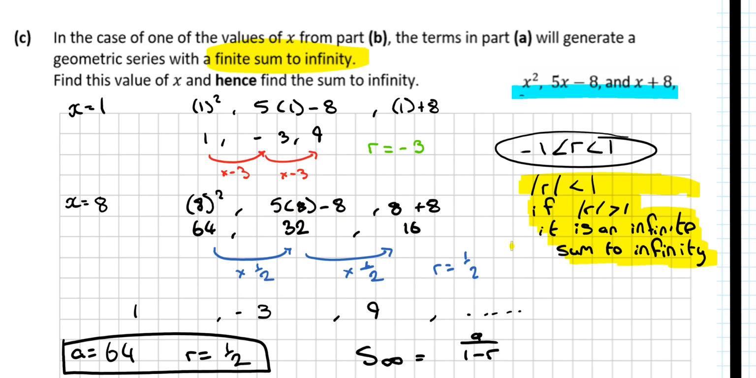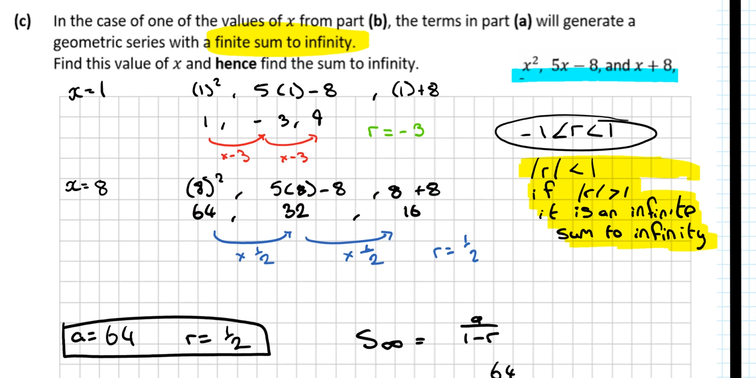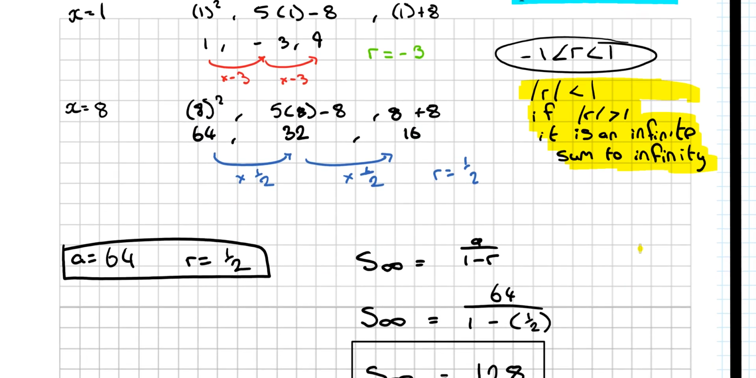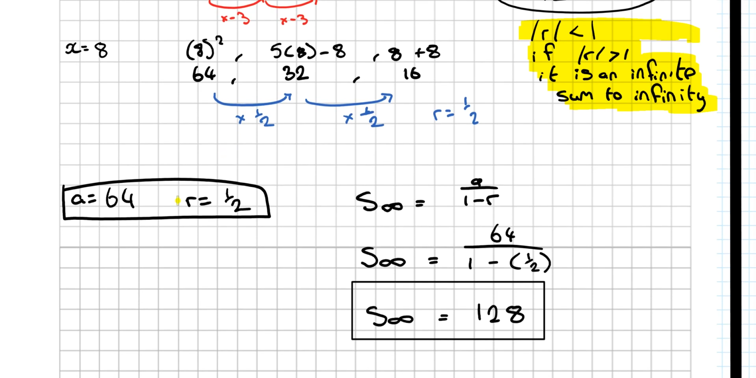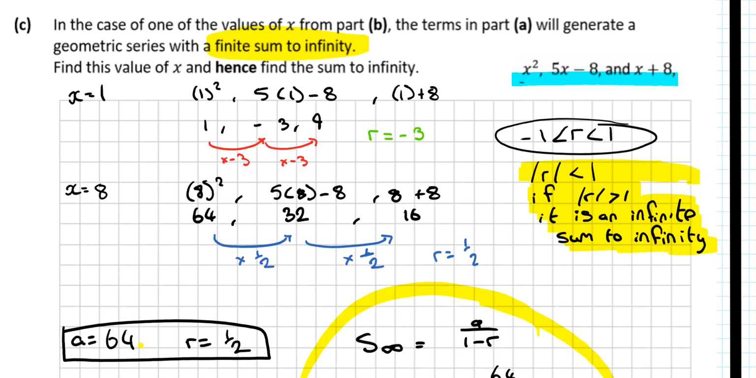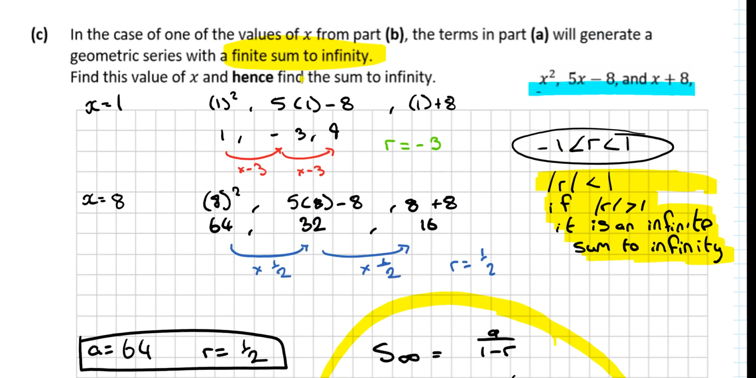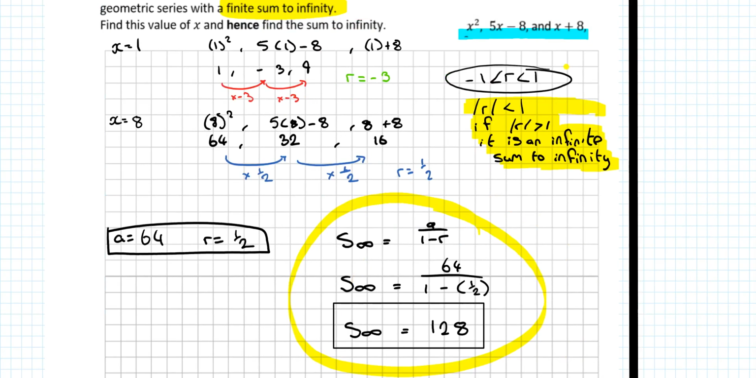So the series that we're finding the sum of is the second one, because the magnitude of r is less than 1. So our first term is 64, our common ratio is a half, and then you're using the sum to infinity of a geometric series. As a whole, this question, I think A and B are quite nice. I think it's a little bit tricky, that C part. Just that bit in yellow is going to catch people out.